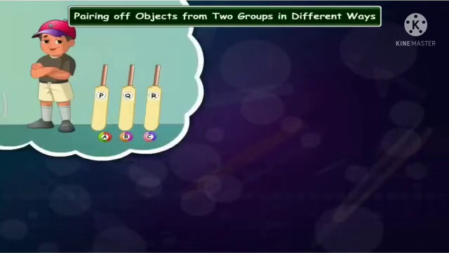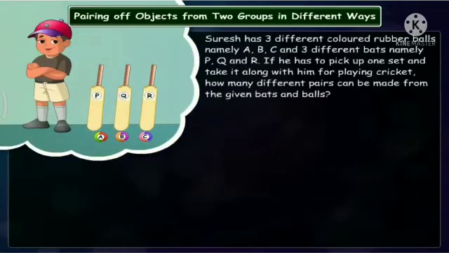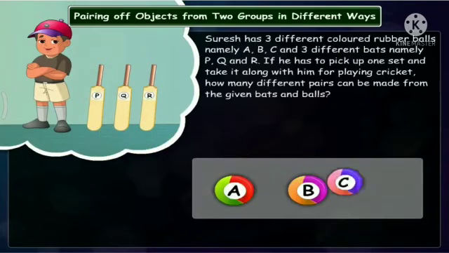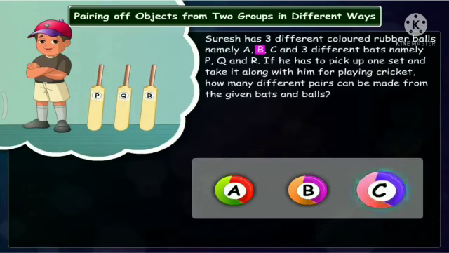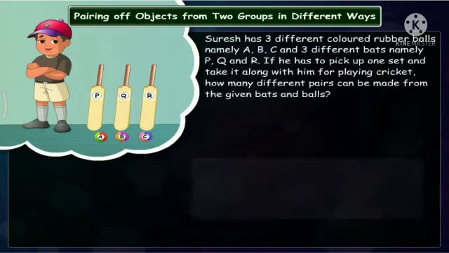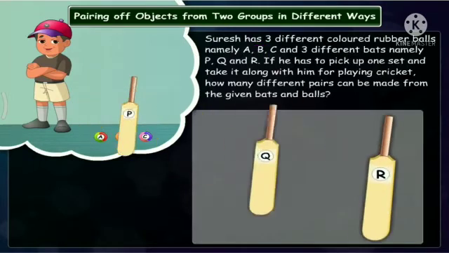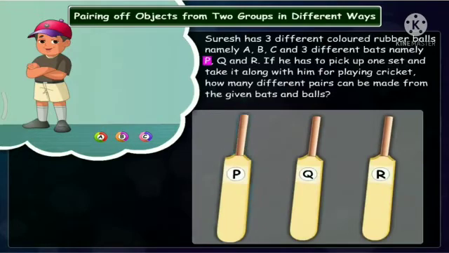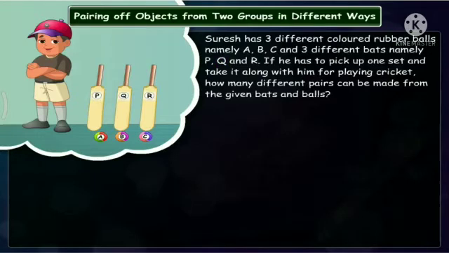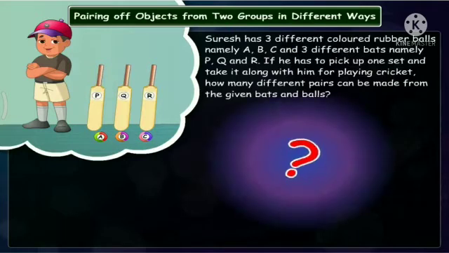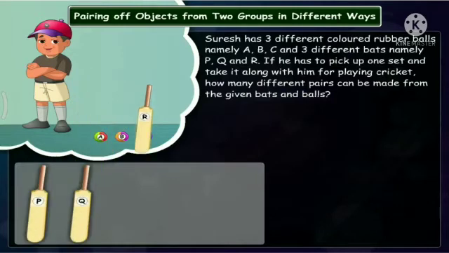Now, students, see the example over here. Suresh has three different colored rubber balls, namely A, B, C, and three different bats, namely P, Q, and R. If he has to pick one set and take it along with him for playing cricket, then how many different pairs can be made from the given bats and balls?